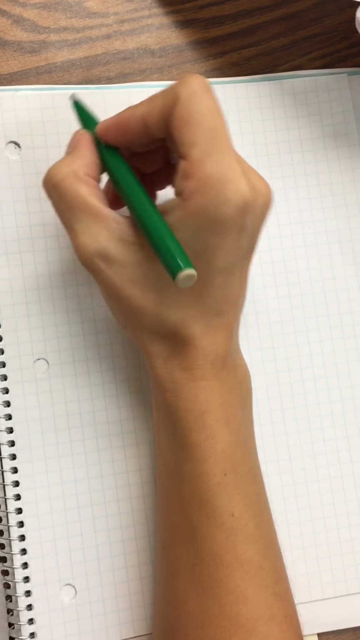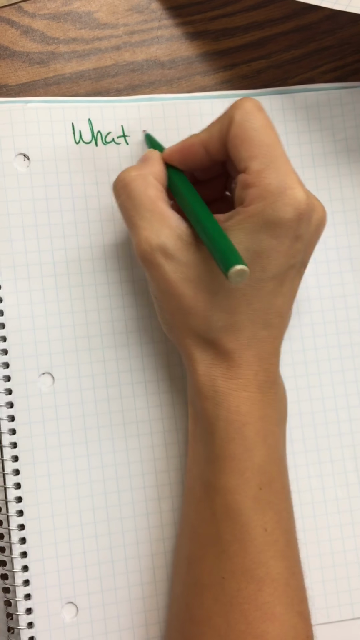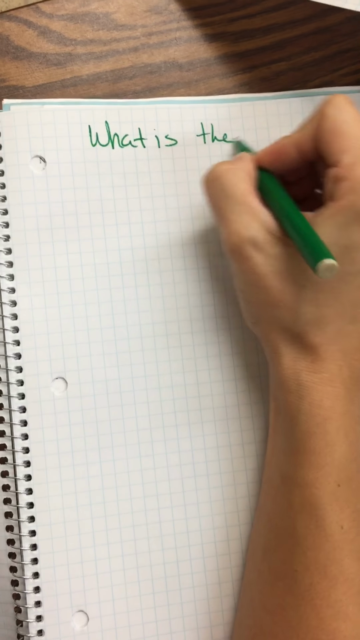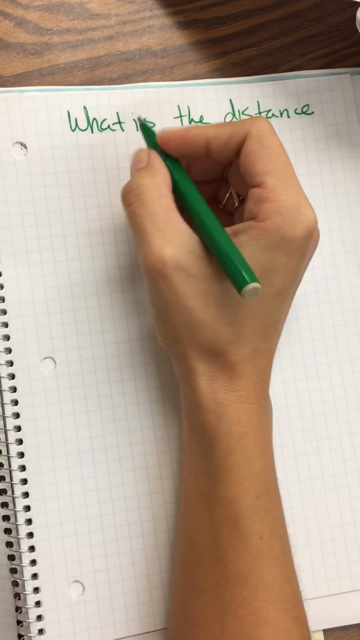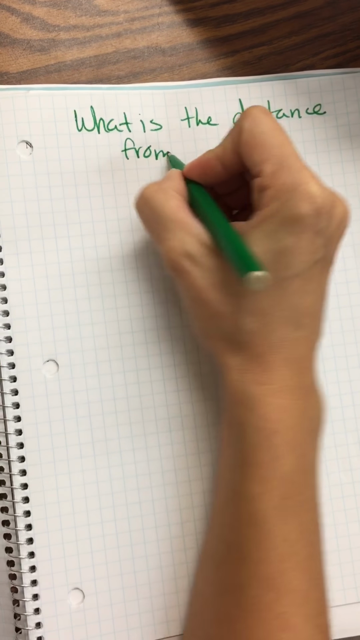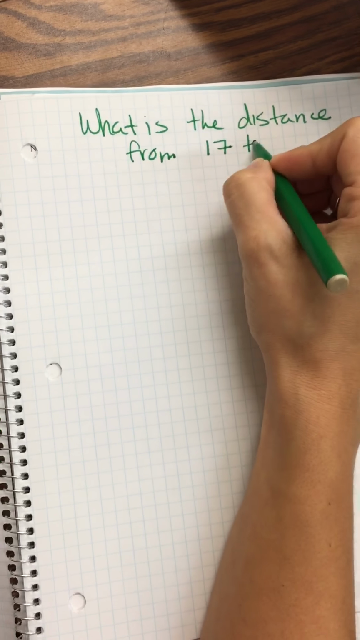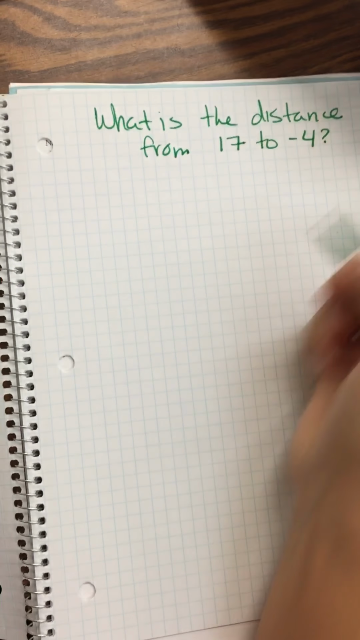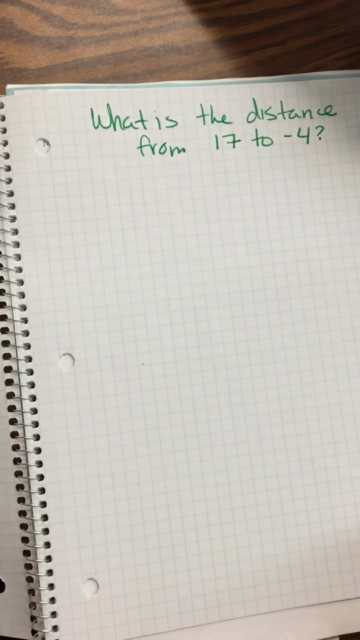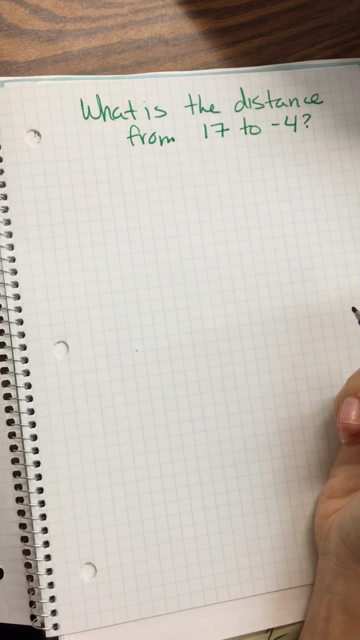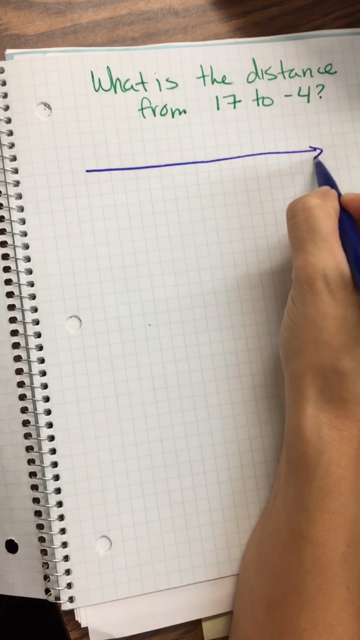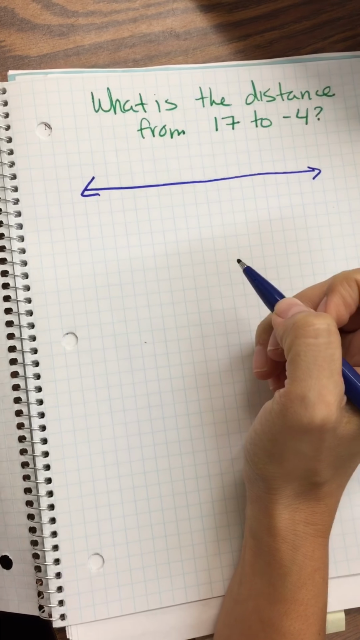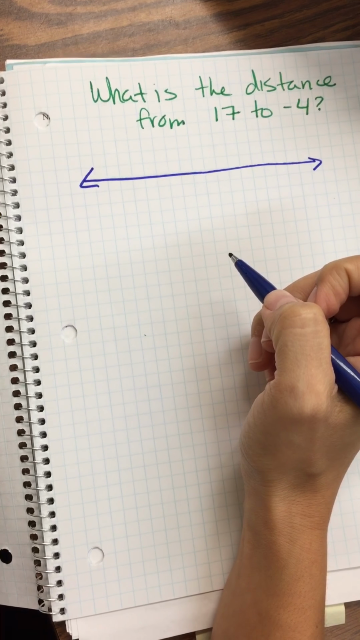Okay, question. What is the distance from 17 to -4? Okay. Hopefully you didn't say 13. So we're gonna draw a number line here. Remember, whatever I do, you do. So let's get this written down.